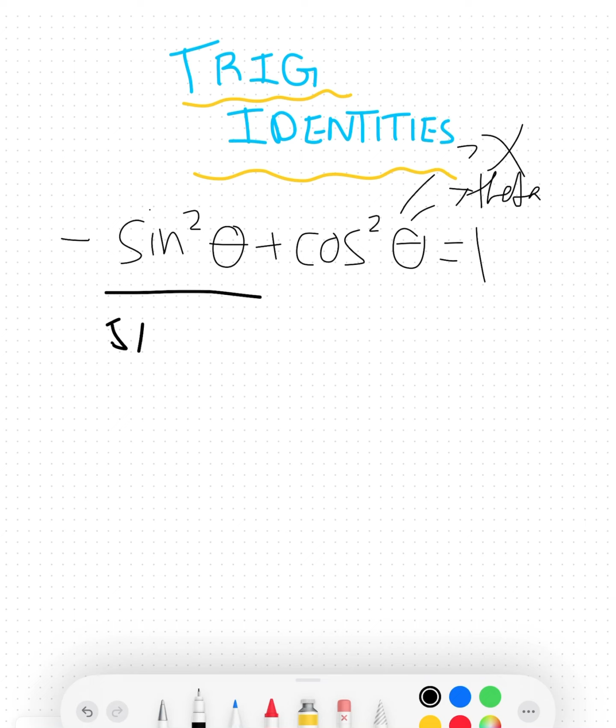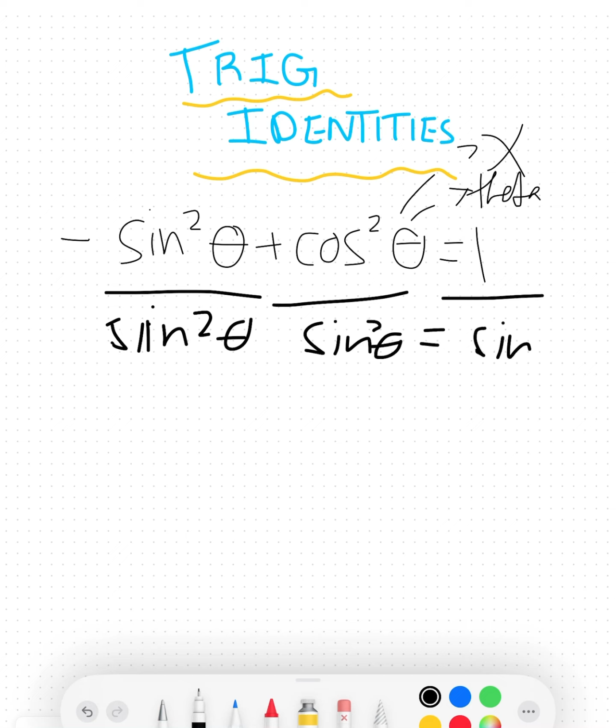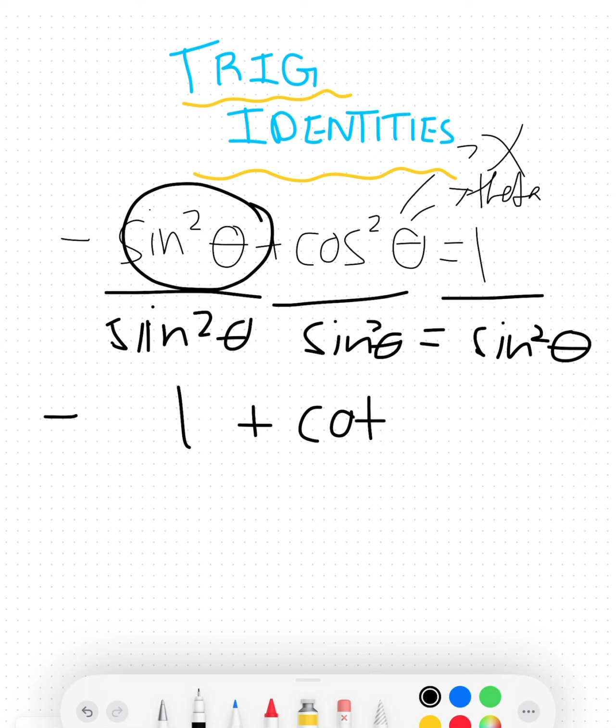Let's say I divide this by sine squared theta, and this by sine squared theta, and this by sine squared theta. So I'm dividing everything by this term. What will I get? Let's write that down right here. It'll be 1, this will be cotangent, and then 1 over sine is cosecant theta.